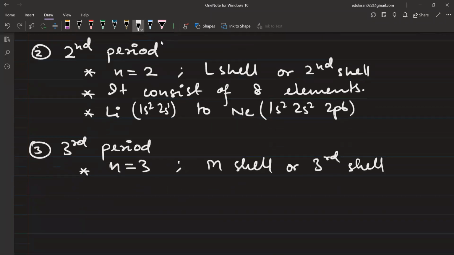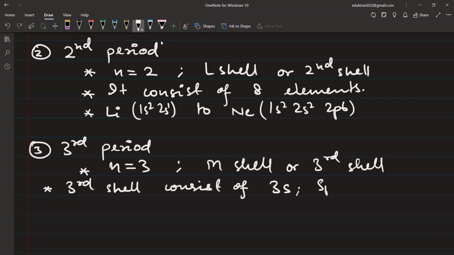Third shell. Now, this has also only 8 elements. But why is that? Please see here. Third shell consists of 3s, which is the s subshell, 3p, which is the dumbbell shaped p subshell, and 3d also.